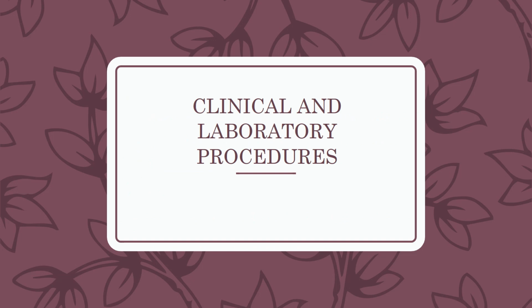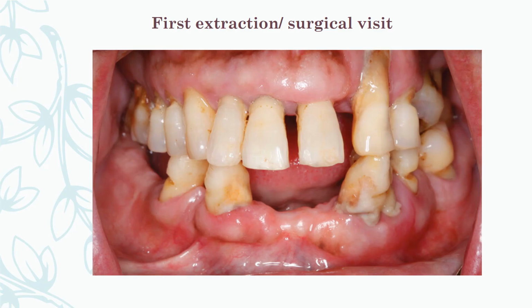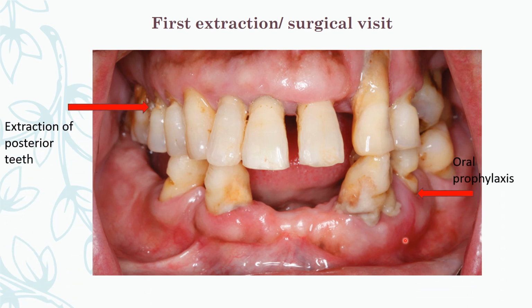Okay, so coming to clinical and lab procedures. The first visit will be the first extraction or surgical visit. Whatever teeth are supposed to be extracted first will be extracted, and this will be done in sectional form. Before extraction there will be oral prophylaxis, and then whichever teeth are supposed to be extracted first will be extracted. Extraction would probably start with the posterior teeth.